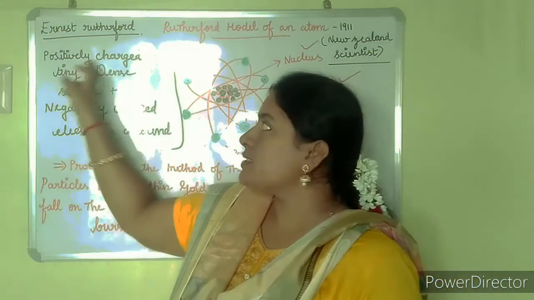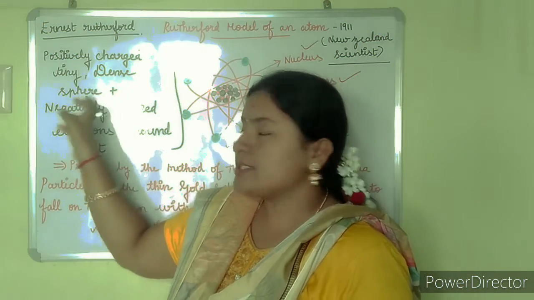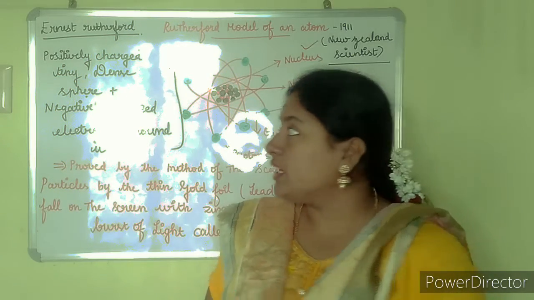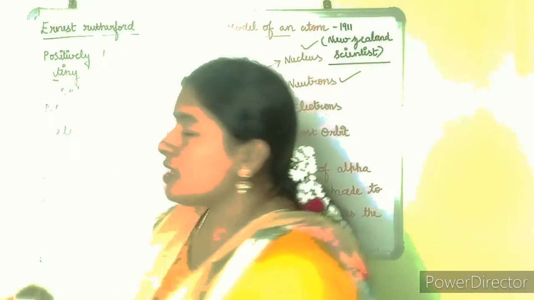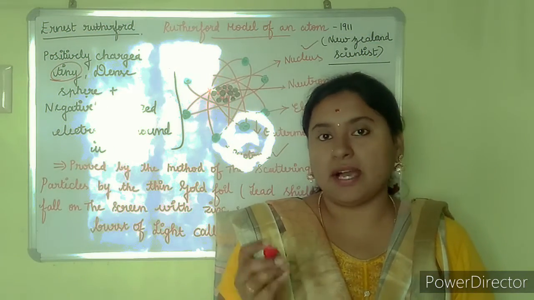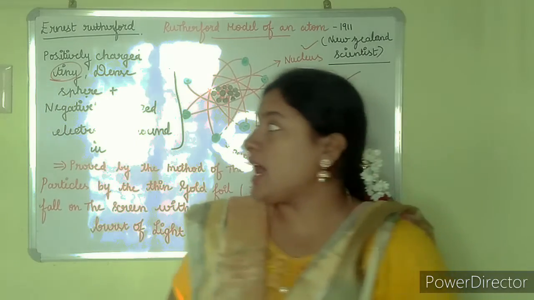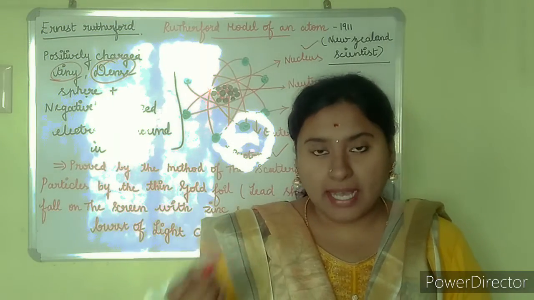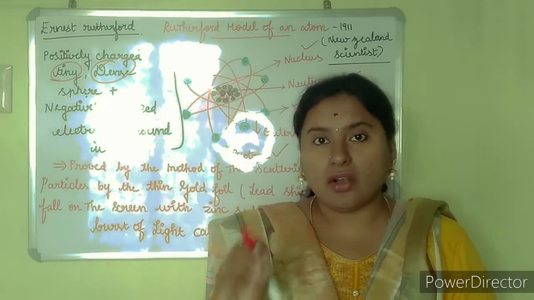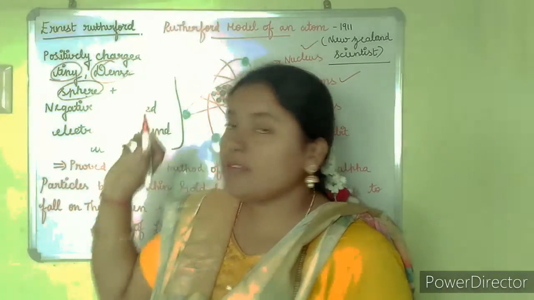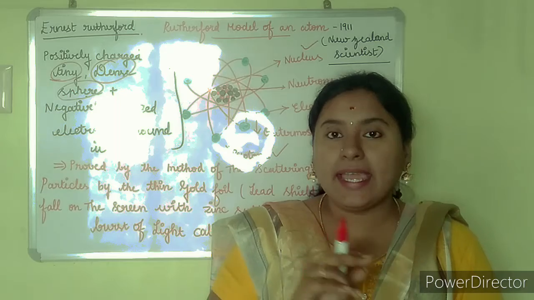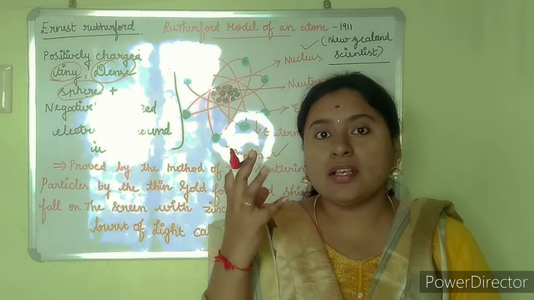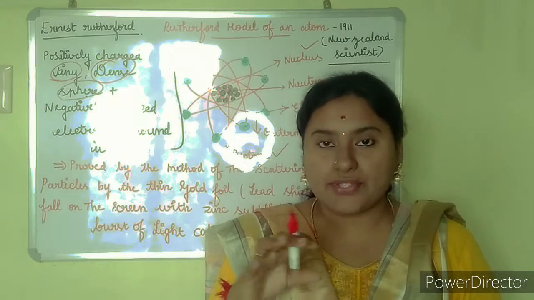He said that the nucleus is a positively charged tiny dense sphere. So the nucleus is always positively charged and it is very, very tiny. Tiny means very, very small. It is the smallest part, and it is also positively charged and dense. Dense means the density of the nucleus will be higher compared to the other parts of the atom, and it will be in the form of a sphere.